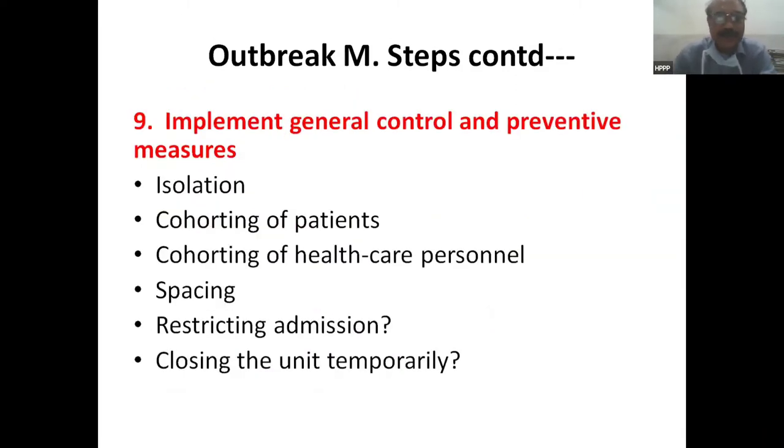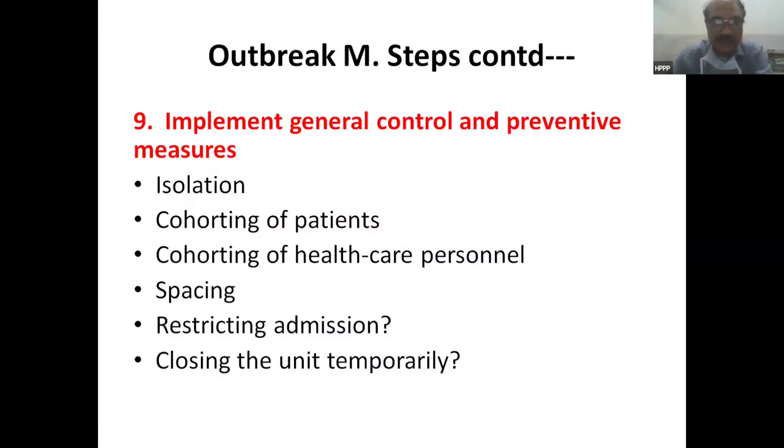And then implementing general control measures. In reality, this should be done as early as possible to prevent further cases. So one has to adopt a policy of isolating the patients, cohorting of patients, keeping the patients of similar type of infection in a specific area. Or even cohorting of healthcare personnel is required.